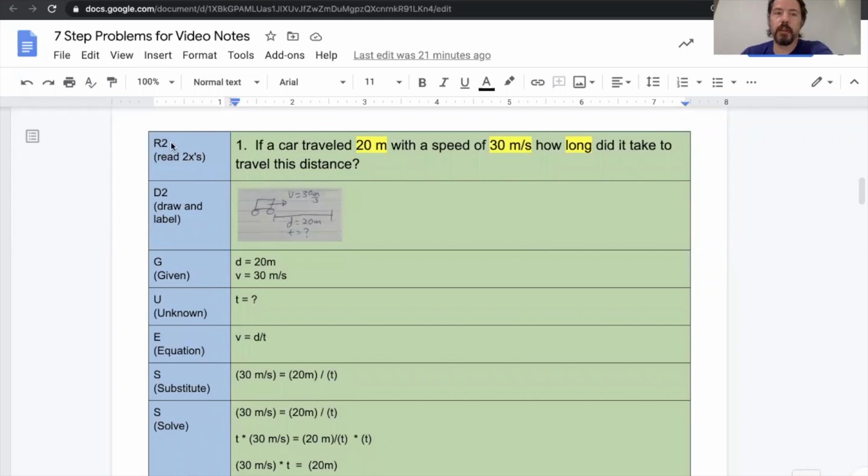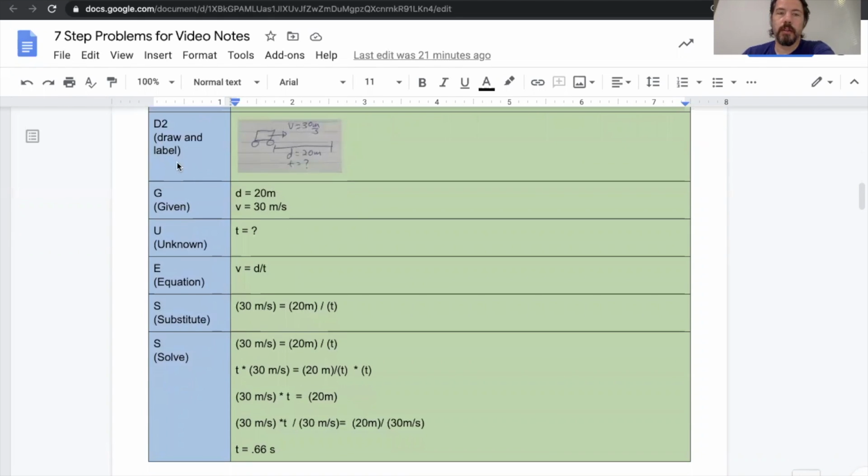So the first thing we're going to do is we're going to read our problem twice. So R2. The first time we're going to read it through for understanding, and then the second time we're actually going to start looking for specifics. D2 is we're going to draw the problem. Now this is the one part of the problem where you can use shapes and different things to draw out your picture on here. It is generally fairly difficult to do.